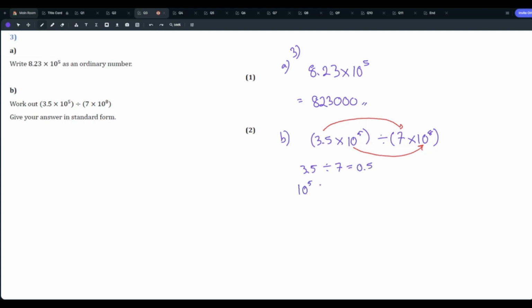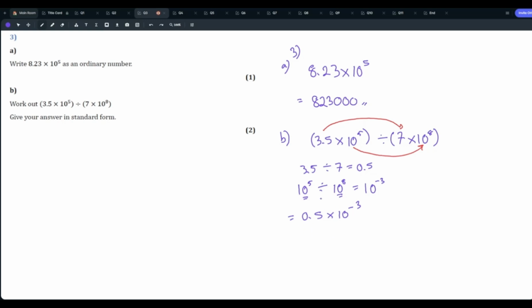10 to the power of 5 divided by 10 to the power of 8. Using the indices rule, if we have division with the same base, we take away the powers, so this will be 10 to the power of negative 3. So what we have is 0.5 times 10 to the power of negative 3.